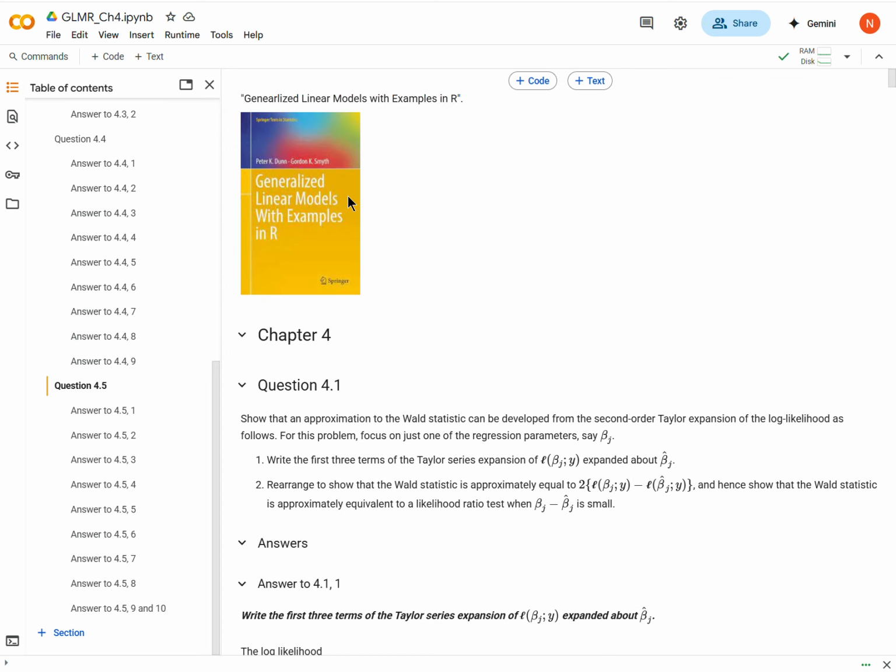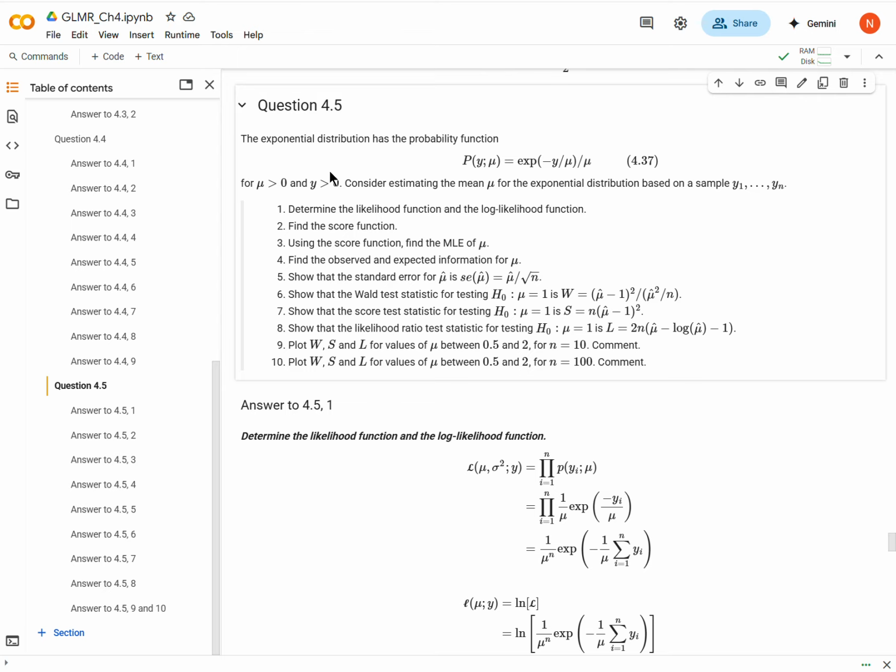Generalized Linear Models with Examples in R, that book right there. And we are on question 4.5 in chapter 4.